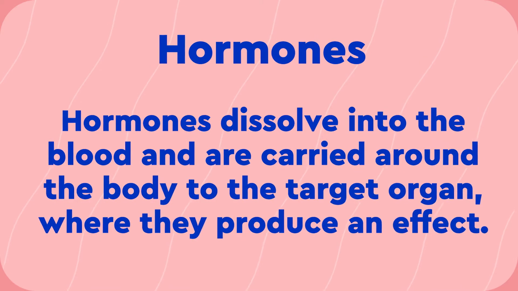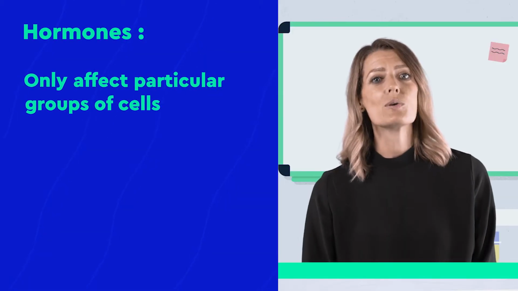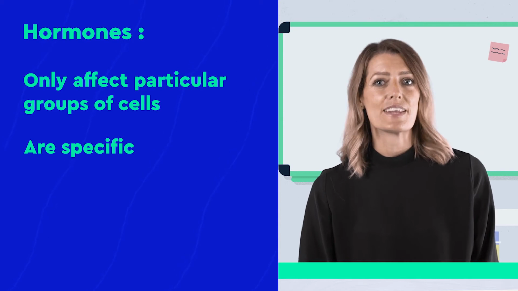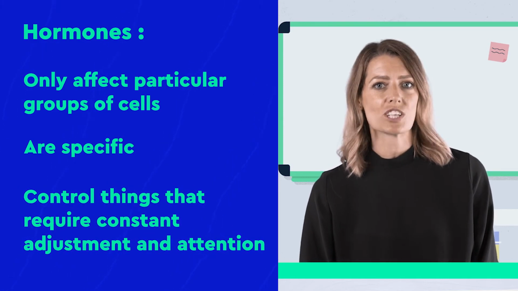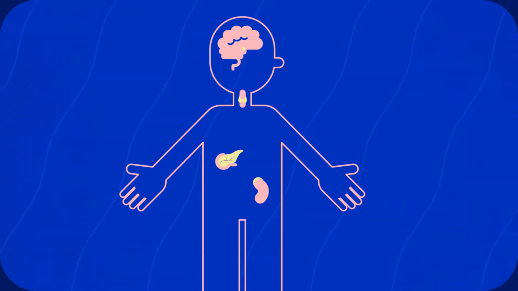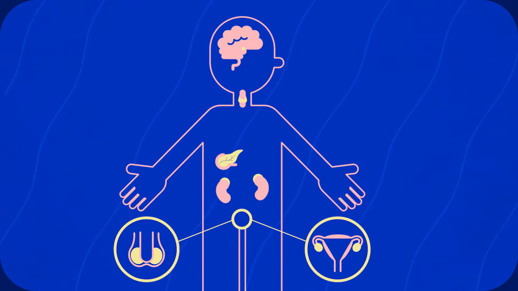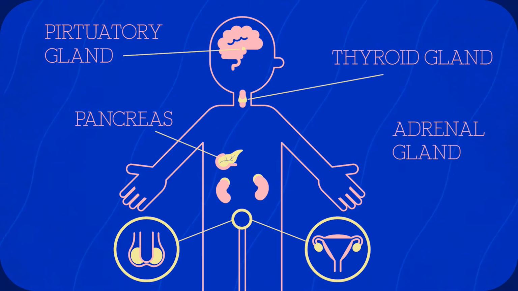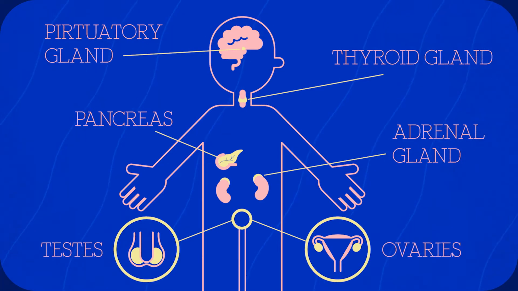Hormones can dissolve into the blood and be carried around the body to the target organ where it will produce an effect. Hormones only affect particular groups of cells and are specific. They control things that require constant adjustment and need constant attention. For the exam, you will need to be able to identify the positions of the following on diagrams of the human body: the pituitary gland, the pancreas, the thyroid, adrenal gland, ovaries, and testes.